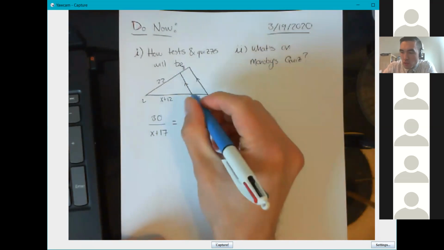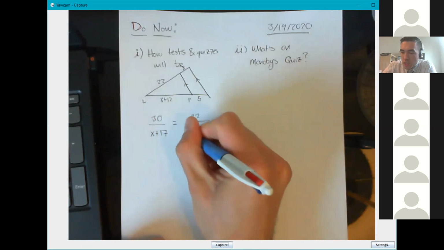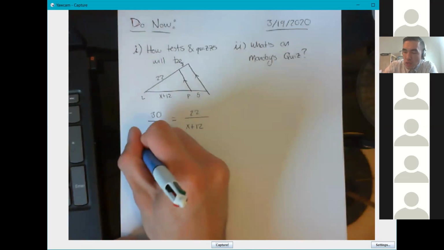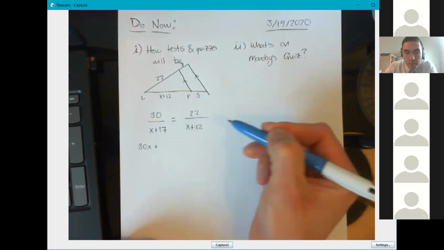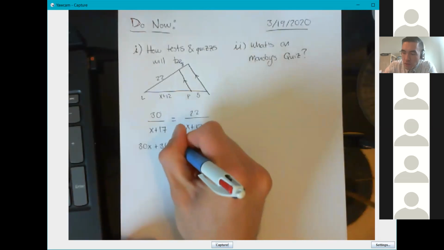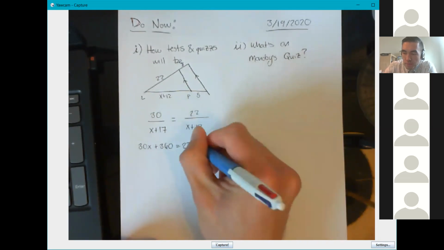Yep, this short length of the over triangle, x on top, 22 divided by x plus 12. Great, and now we can hit this guy with some cross multiplication. So this is going to give us 30x plus, what's 30 times 12? 360. Plus 360 is going to be equal to 22x plus 374.